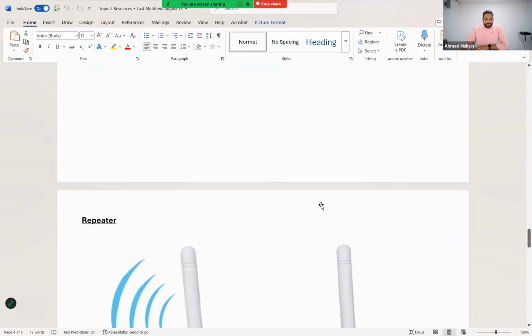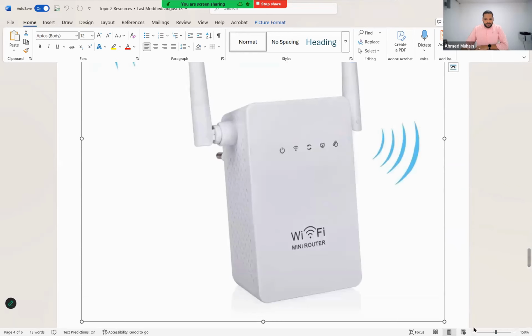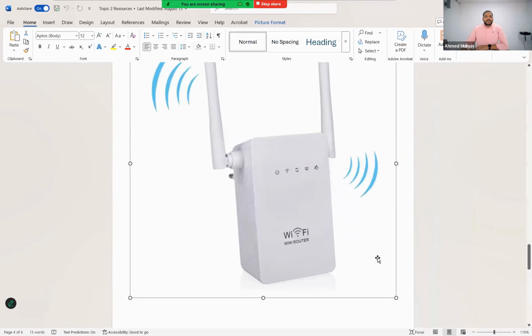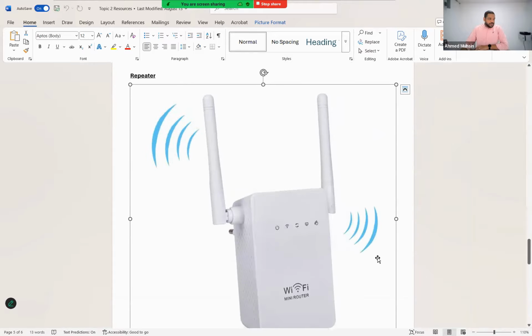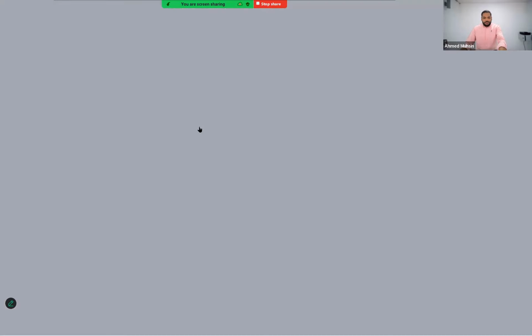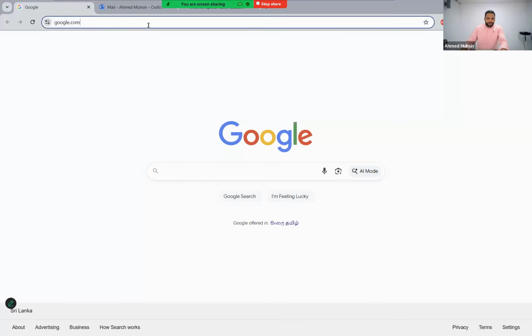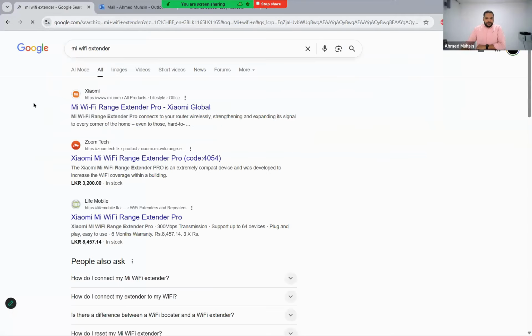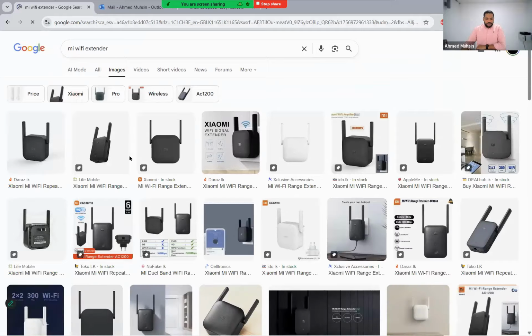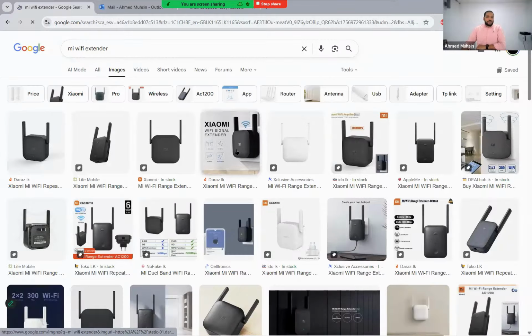Then guys, we have repeaters. Have you all seen gadgets like this? MI has one. What do they call it? MI Wi-Fi extender. Have you all seen? In Sri Lanka, it's available. So it's a gadget like this. You can control it from your smartphone as well. You just connect it to your power supply, and then on your phone you can choose what Wi-Fi to connect to, and then you can extend the range of that particular router's Wi-Fi signals.